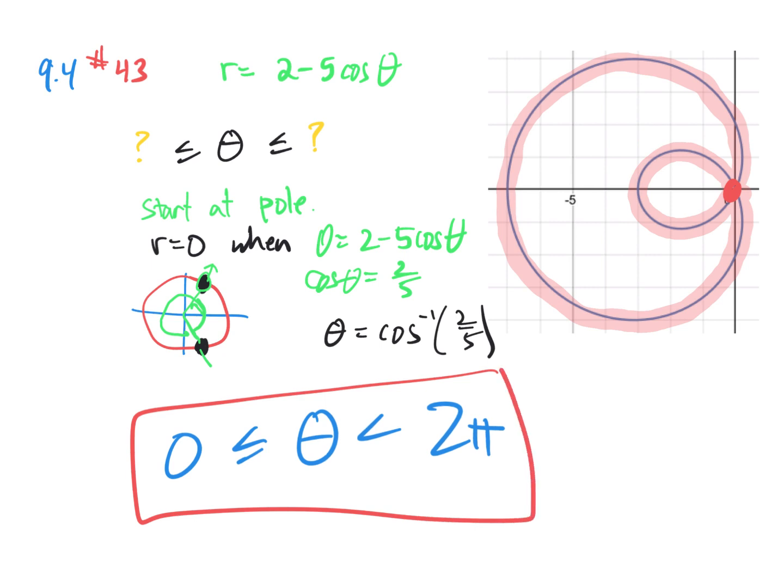We could say from negative pi to positive pi, or 1 pi to 3 pi. As long as the interval is 2 pi radians, we will traverse this entire curve exactly once. Change the boundaries a little bit, you'll start somewhere else, but if you go 2 pi radians, you always do exactly 1 lap.